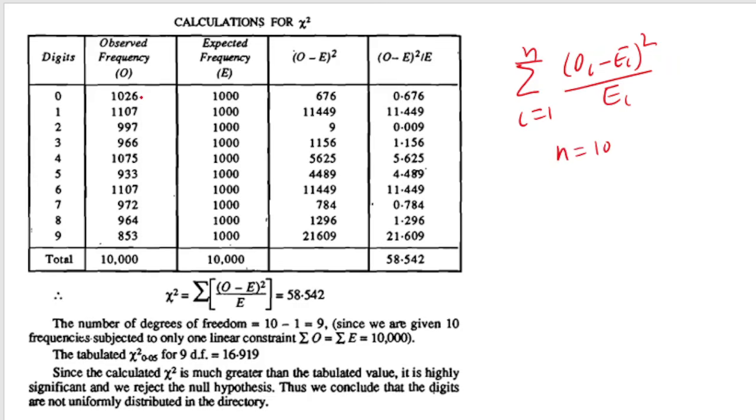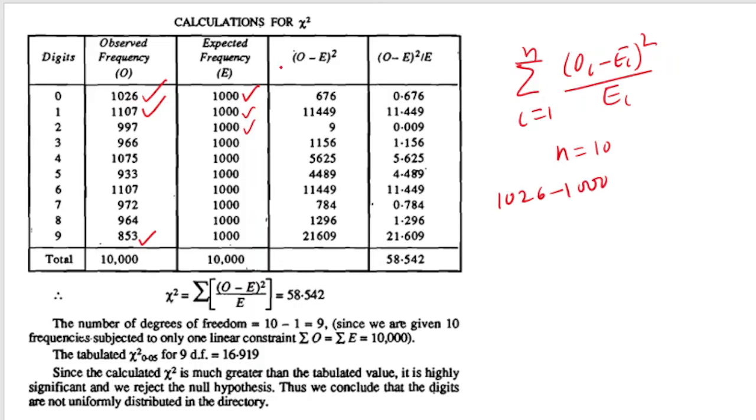So this is the observed frequency. 0 is occurring 1026 times, 1 is occurring this many times, and 9 is occurring this many times. What is the expected or theoretical frequency? Each of them should occur 1,000 times. So first of all, we calculate O minus E, or Oi minus Ei, whatever you want to write. Here it is written O minus E, so no problem. Then O minus E squared. How is it calculated? You see 1026 minus 1000.